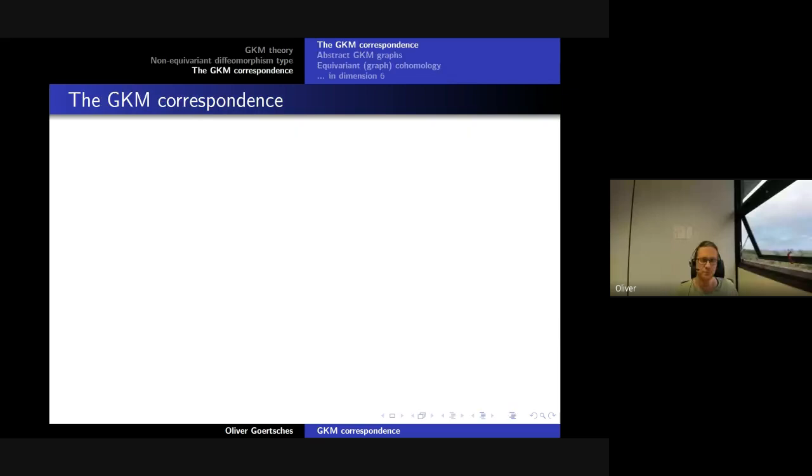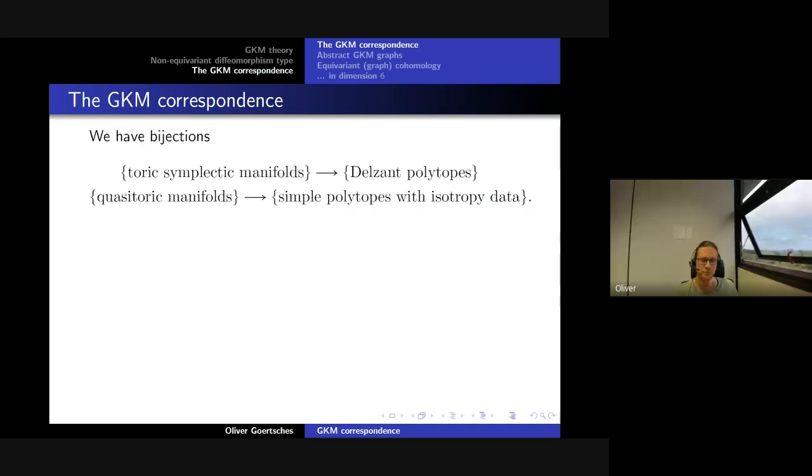Okay, so I want to say a little bit more about whether one can leave out this word non-equivariant in the theorem before. So this goes more in the direction of the GKM correspondence in the title. Again, we have bijections, right? Toric symplectic manifolds are the same as Delzant polytopes when you mod out by the appropriate equivalence relations on left and right hand side. Quasitoric manifolds correspond to simple polytopes with isotropy data.